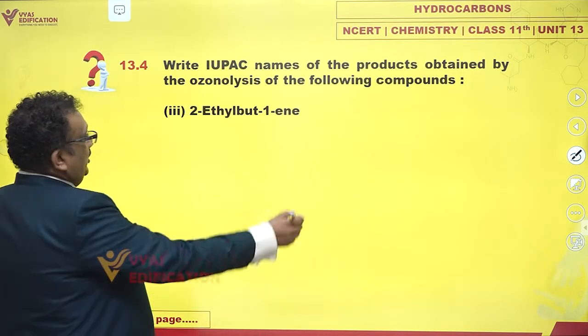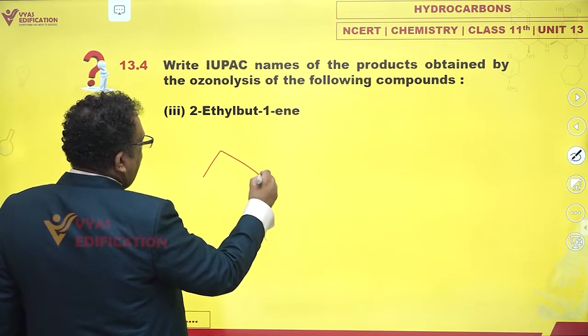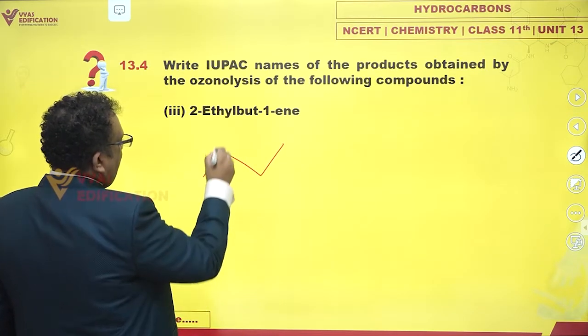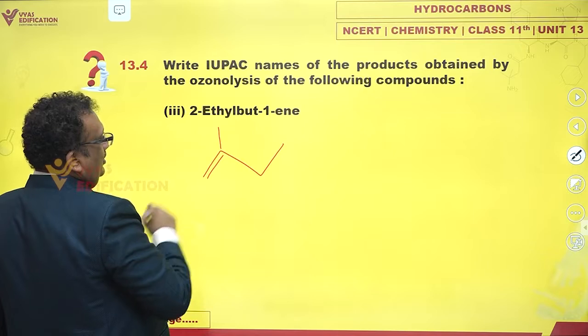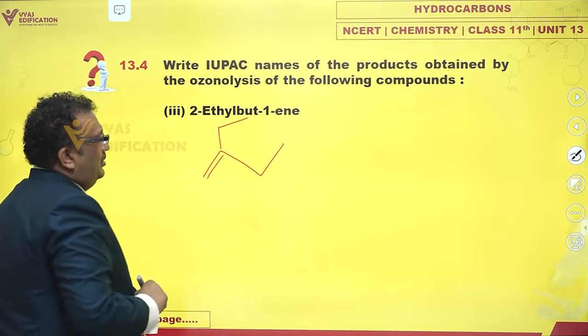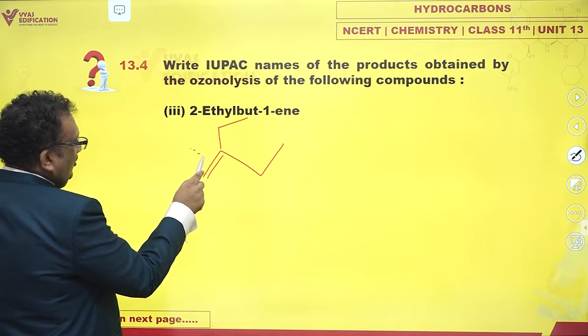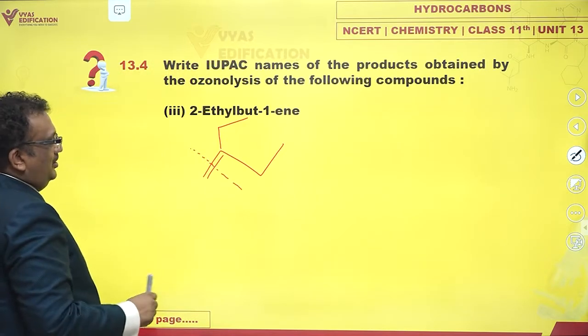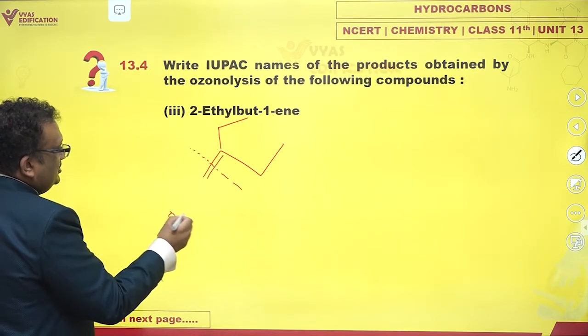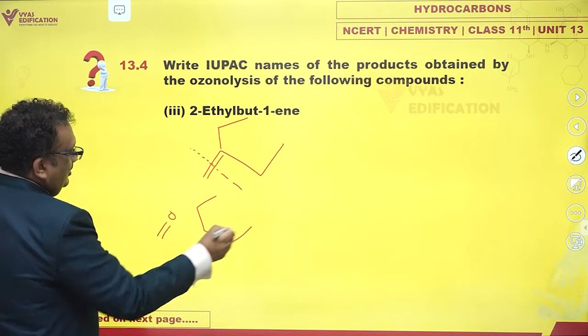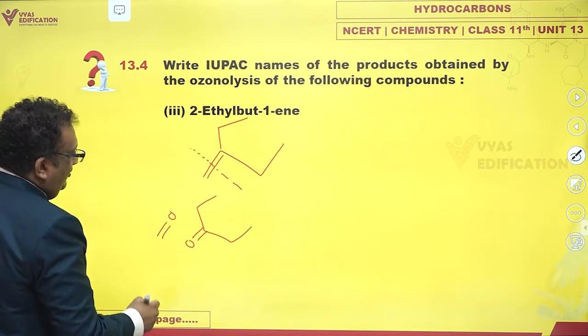We have 2-ethyl but-1-ene. But-1-ene and this 2-ethyl. Again, very simple. Cut off the head like this. So I would obtain this and this.